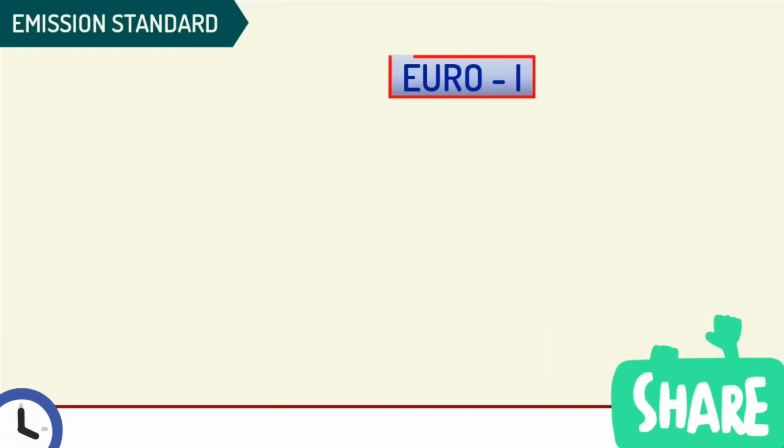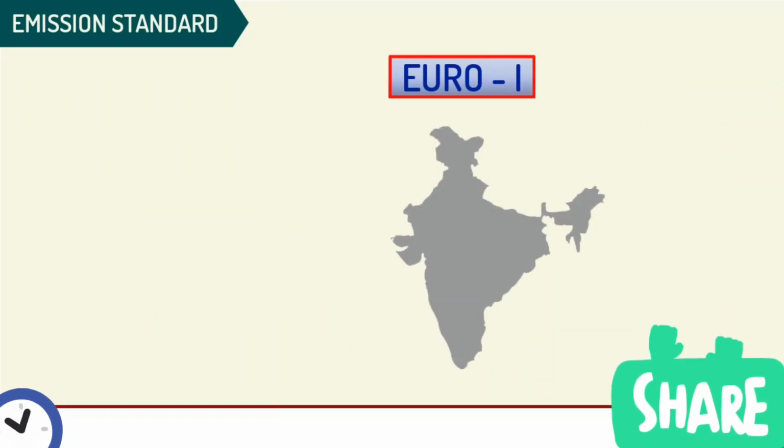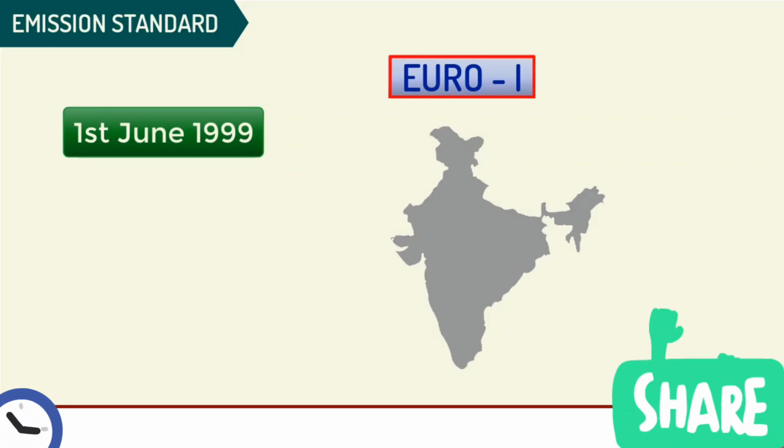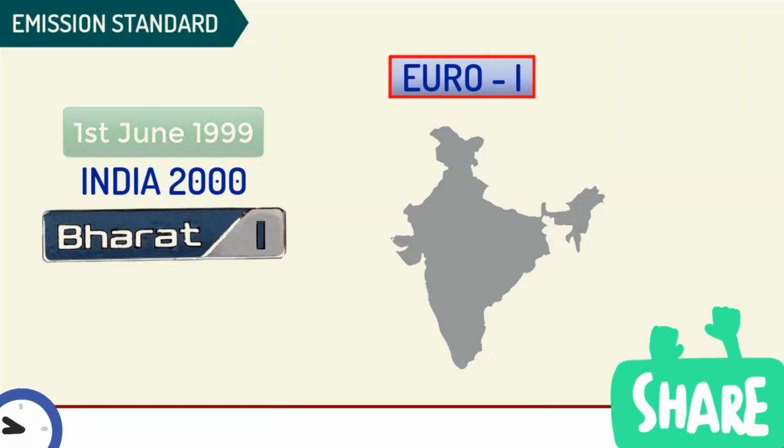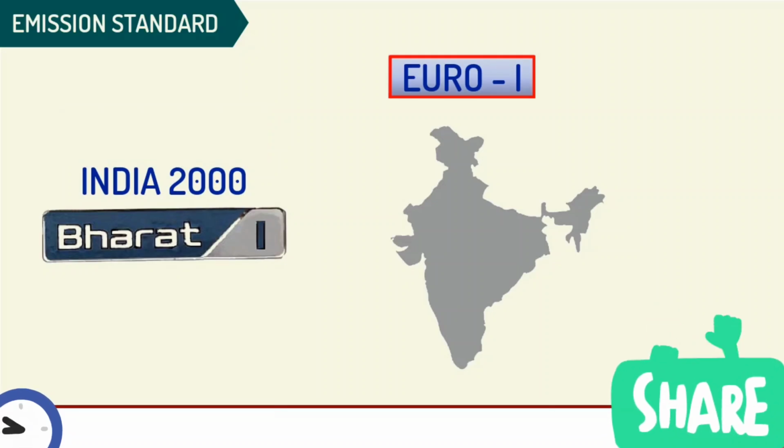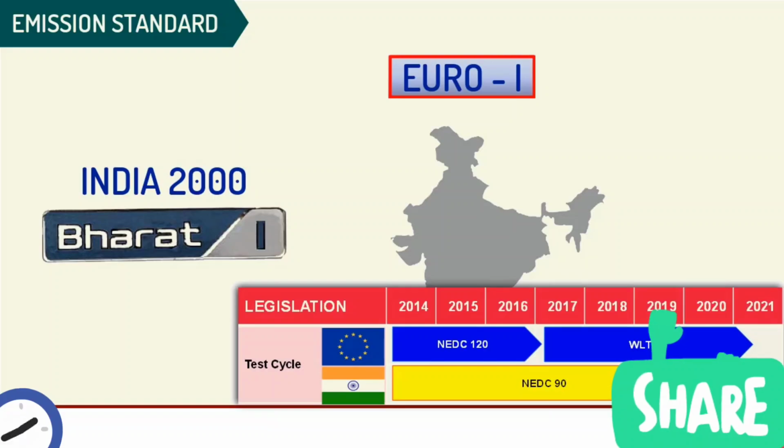Euro 1 was implemented in all over India on 1st June 1999 and it is called as India 2000 or Bharat Stage 1. The difference between Euro standards and Bharat stages are the permissible limits are same but the test cycles are different.